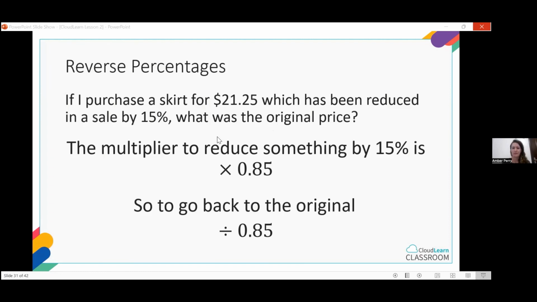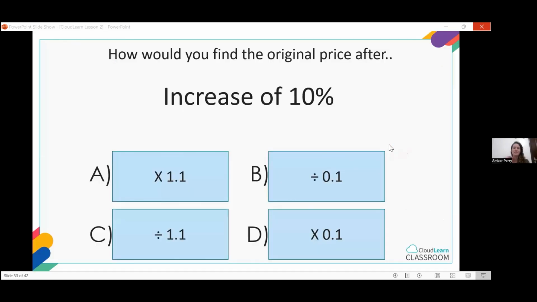I'm just going to do a couple of these because we are almost out of time. If we want to find the original price after increasing something by 10%, what would we need to do here? The multiplier to increase 100 by 10% is actually 1.1. Oh, we need to launch the poll. I might actually save this for next time because we're running out of time and I'd rather do this properly than rush through it. Is that okay if I save this for next time and we stop there?